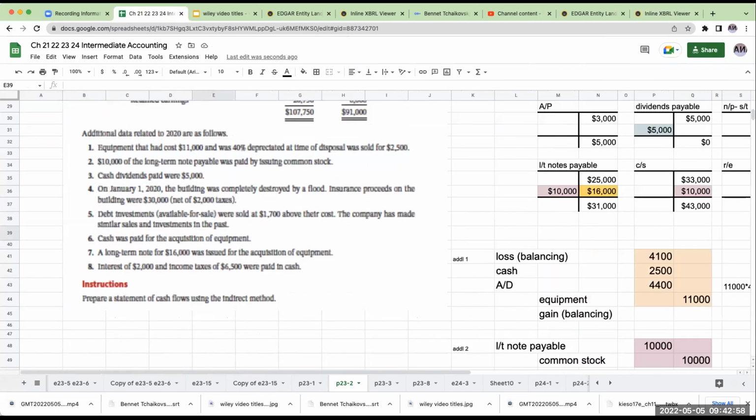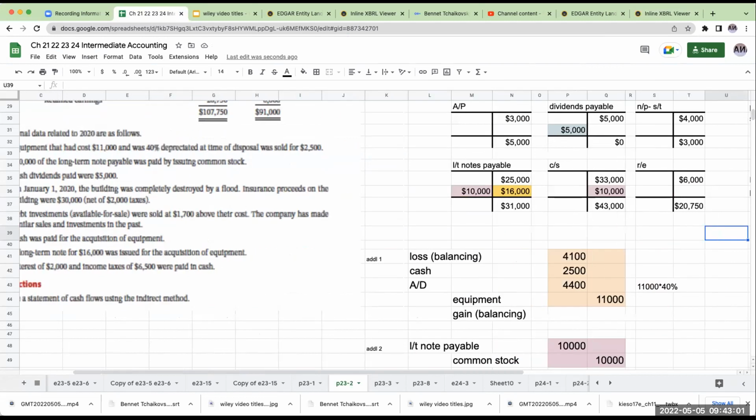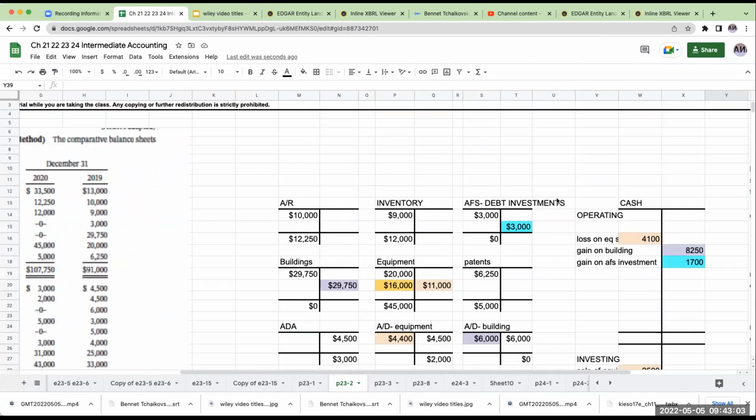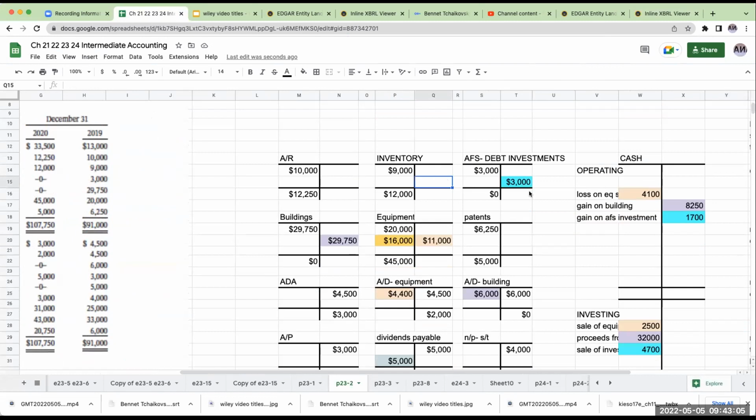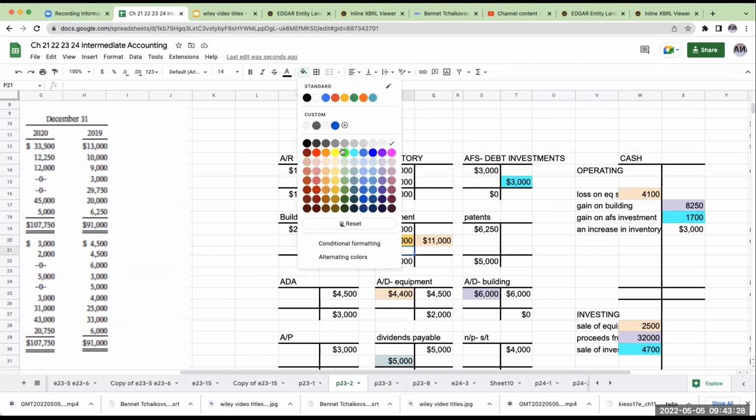Okay, now that we've done all of this, we're ready to analyze the T accounts. I'm going to do accounts receivable and the allowance last, and I'm going to show you why. Inventory went up by 3,000. That's why it went from 9 to 12. I do the opposite to cash, so I'm going to credit cash. In the operating section, this is going to be an increase in inventory. Available for sale debt investments is balanced. Building is balanced. Equipment. So over here, I need to figure out what is the missing link.